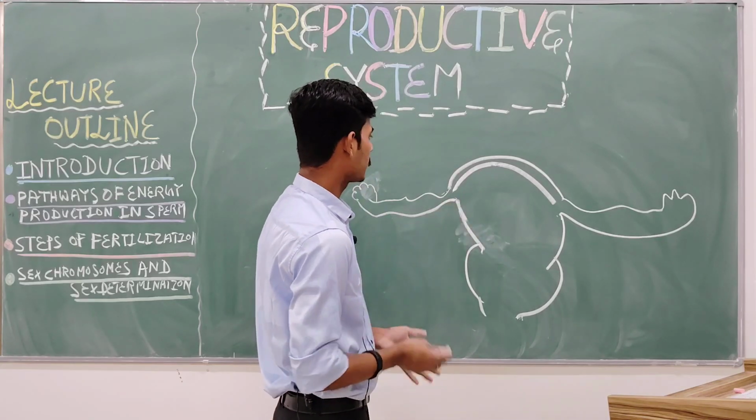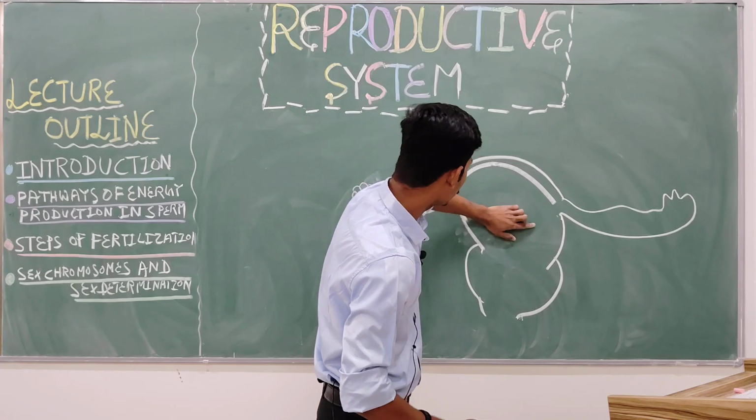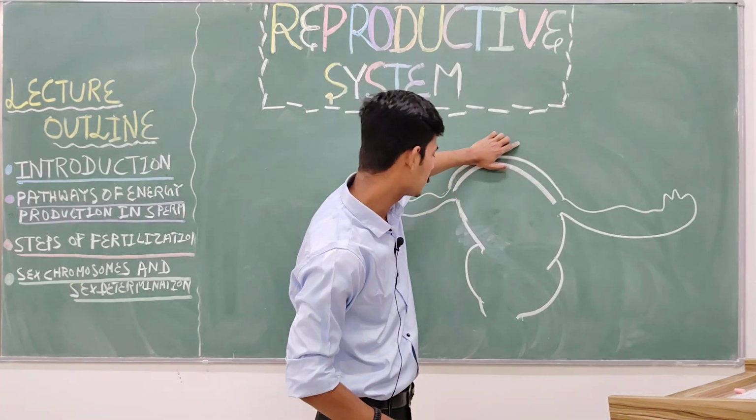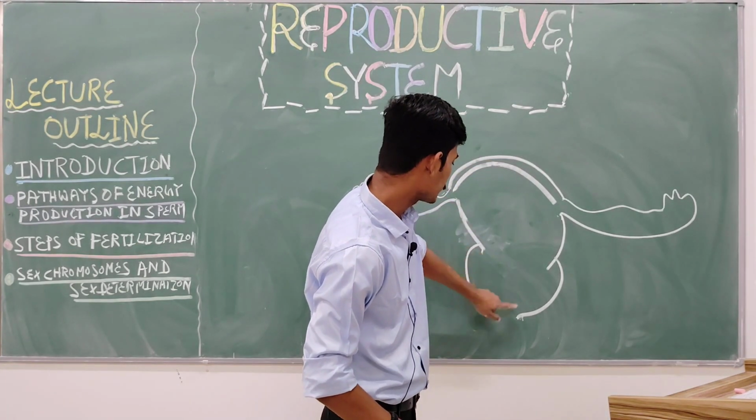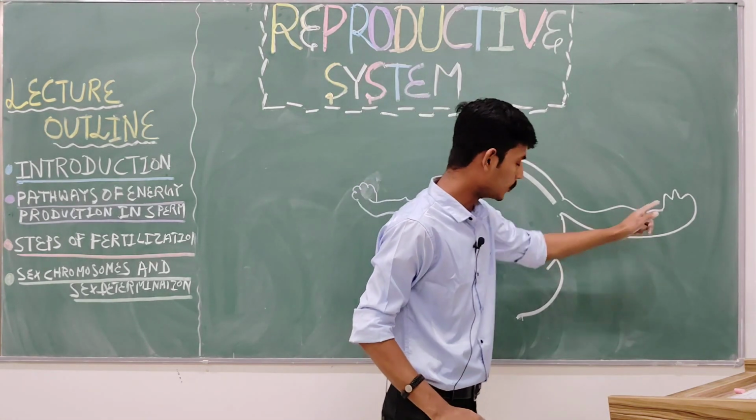So it is a female reproductive system. You identify the parts. Okay, this is a uterus, this is the body of uterus, this is the upper part, fundus. Okay, this is the cervix of the uterus, this is the vagina. Understood? No problem. And these are the fallopian tubes.